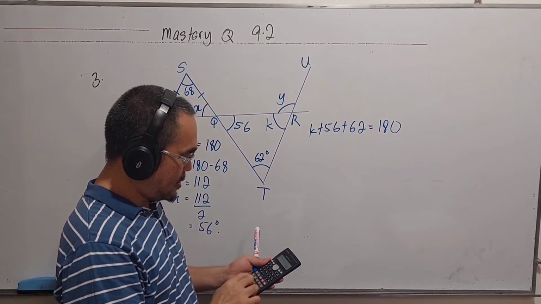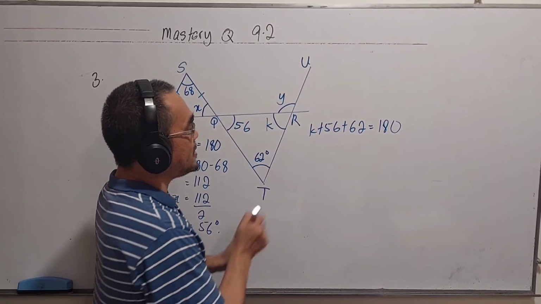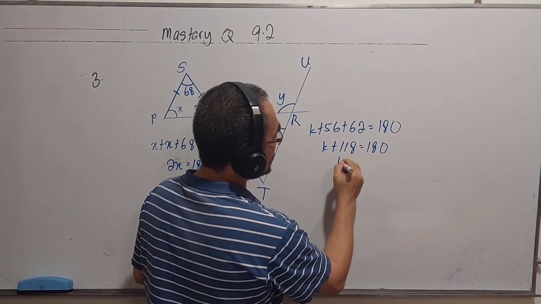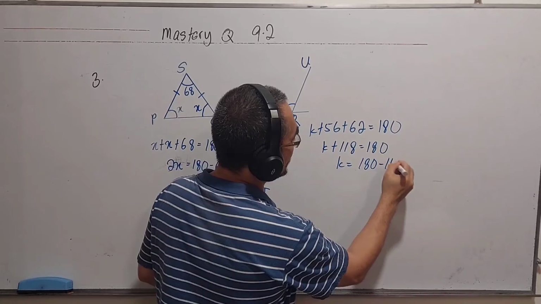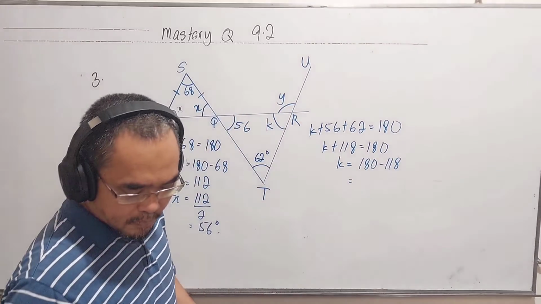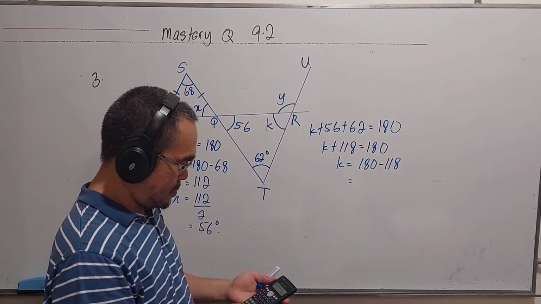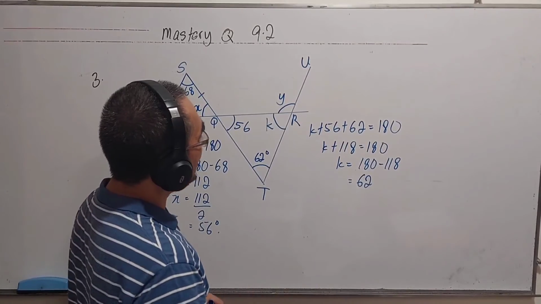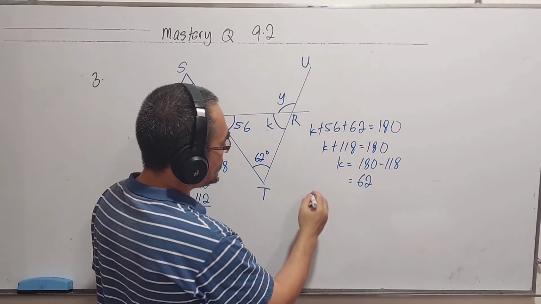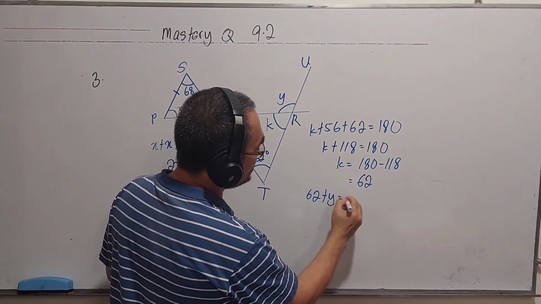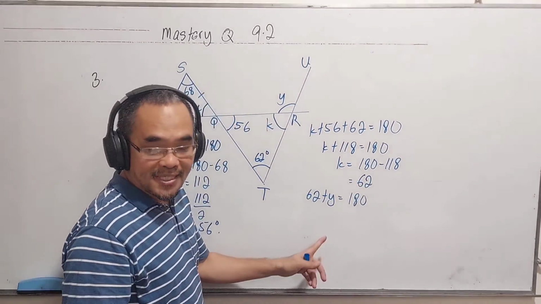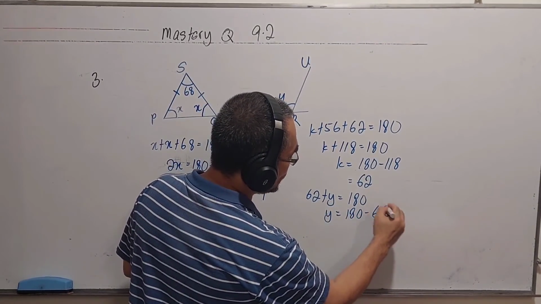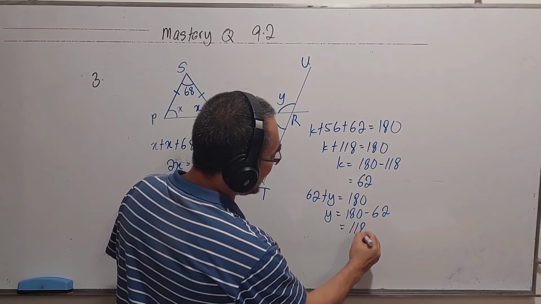So I will say K plus 56 plus 62 is equals to 180. So 56 and 62 will be 118. So K plus 118 equals to 180. So K will be 180 minus 118, which is 62 degrees. And then K and Y are a straight line. So 62 plus Y will be 180. Properties of a straight line. So Y will be 180 minus 62, which is 118.